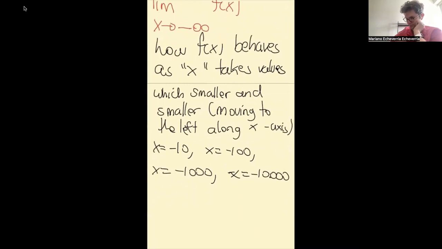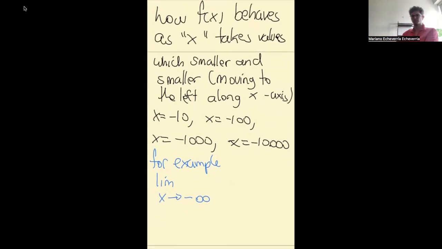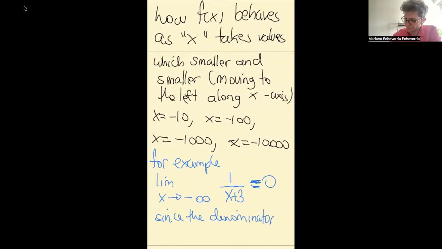So for example, yeah, this is also zero, since the denominator gets very small.